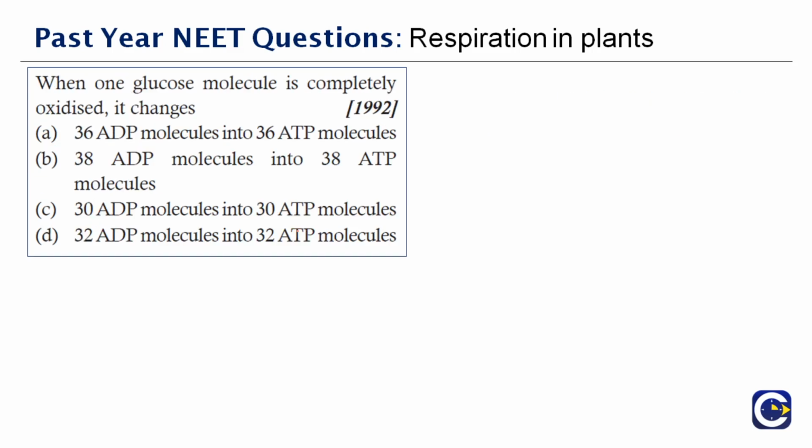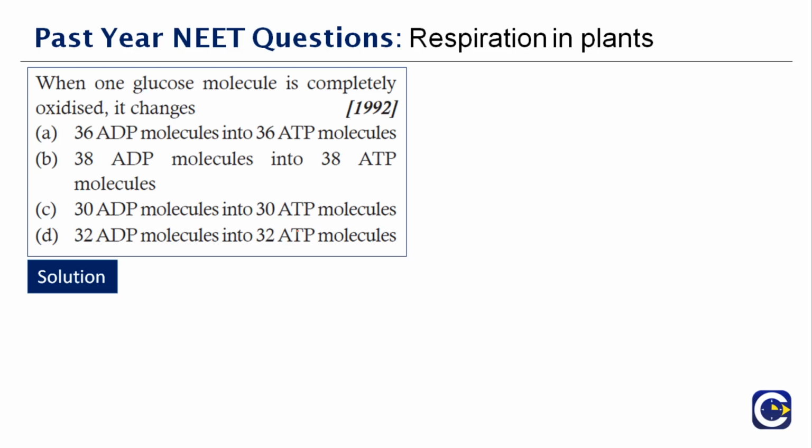Next question here. When one glucose molecule is completely oxidized, it changes to. Now look here. They're asking us a very simple question. One glucose molecule is completely oxidized. What does it give you? Complete oxidation of glucose will produce 38 ATP molecules, we all know that. And that takes place in the presence of oxygen, so you can call it aerobic respiration.